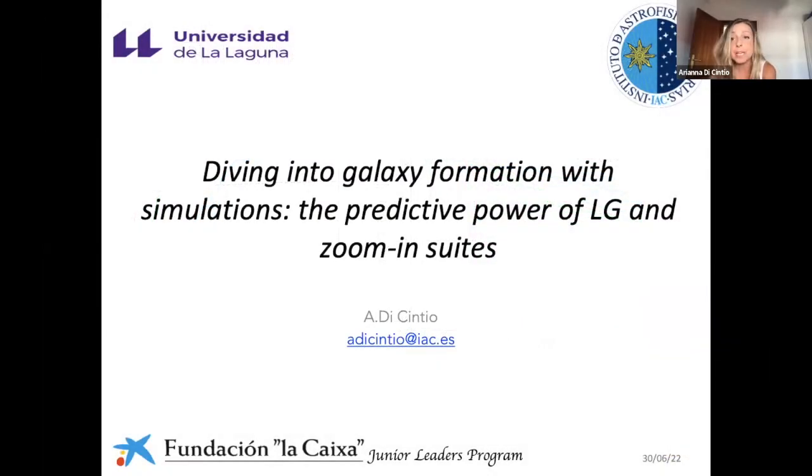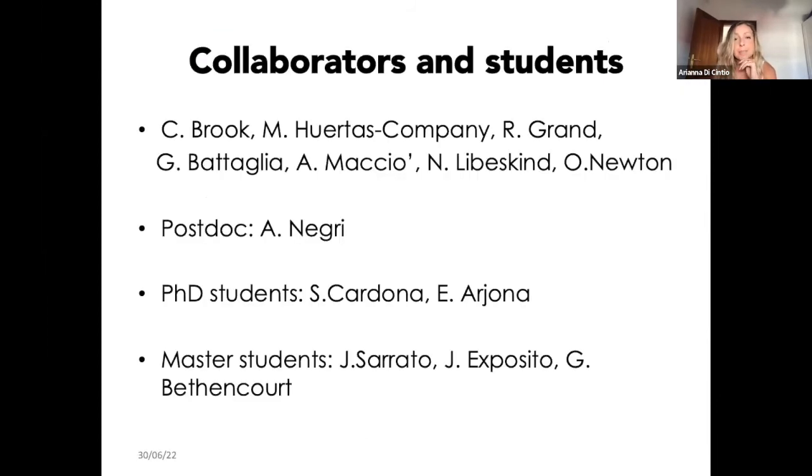Good morning, everyone. I'm speaking from Tenerife in the Canary Islands, where I work at the Instituto de Astrofísica and University of La Laguna. Today I've decided to talk generally about a lot of topics that we're covering as a group, not just about my staff, but also all of our students and postdocs. These are my collaborators at the moment: Chris Brook, Mark Huertas, Robert Grant, and Giuseppina Battaglia. They are all based here in Tenerife. And then long-term collaborators, Andrea Macciò, Libeskind, and Oliver Newton. I currently have a postdoc working with me, Andrea Negri, and together with other people, we are supervising 2 PhD students and 3 master students.